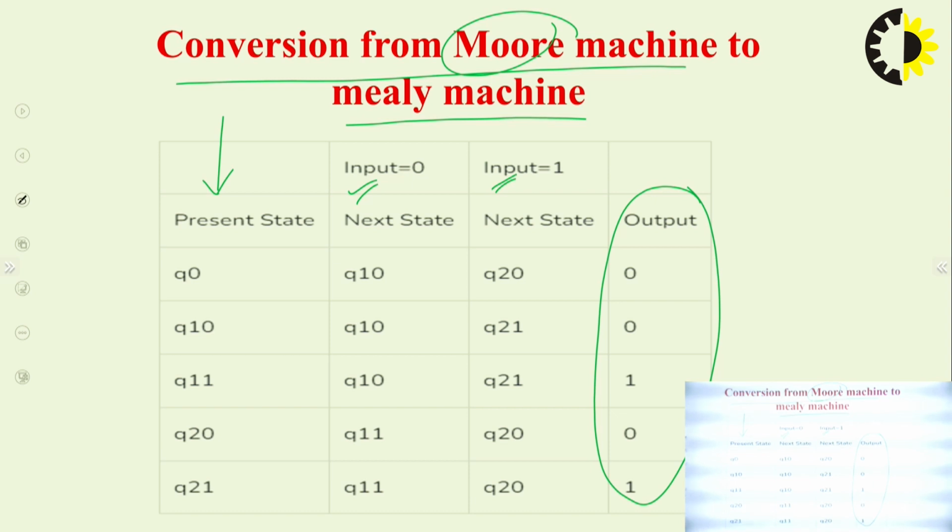In the case of a Mealy machine, the output depends on both the present state as well as the present input. So there are two columns for output. First, we have to make the table in the format of a Mealy machine.